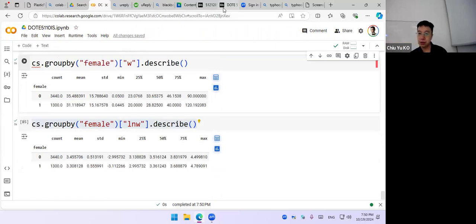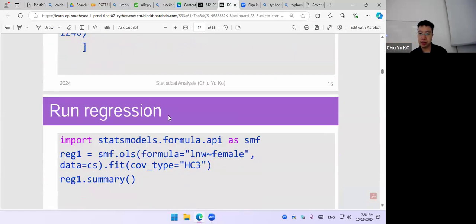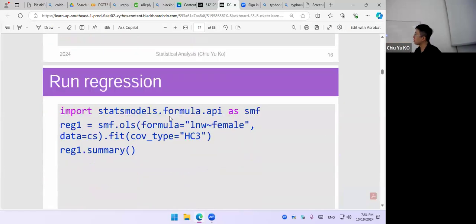Now the next thing we do is to actually run the regression. We use the formula API. We just run the log wages over the female, so let's run it and then we print the summary there.